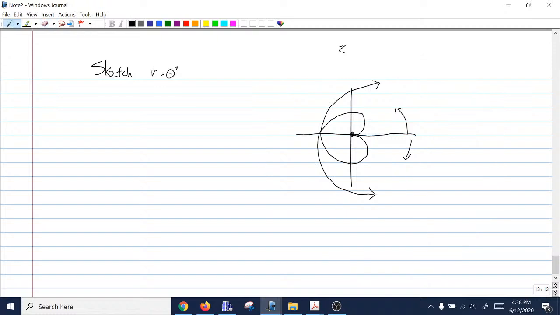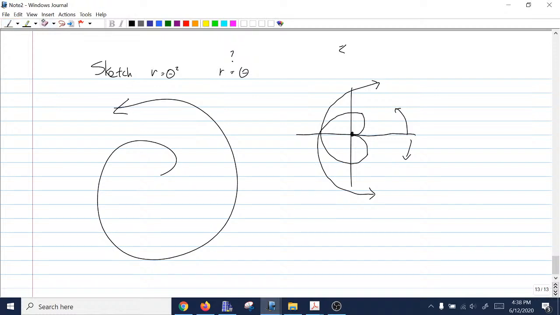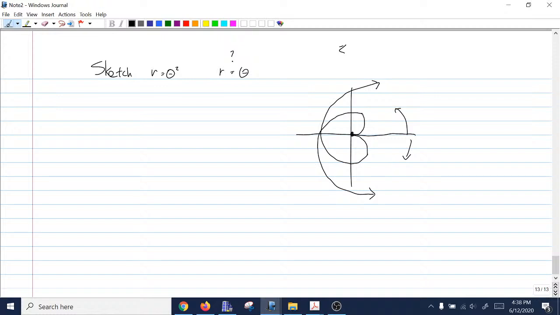You graph a couple of these things, you see this is very different from r equals theta, which I think will have a left-right symmetry, but they're still just big spirals. As theta increases, the r is going to get bigger, faster and faster. You swing around.